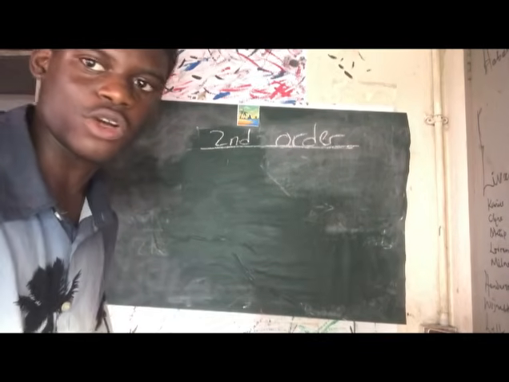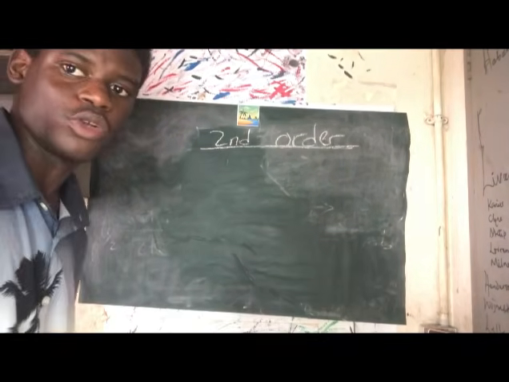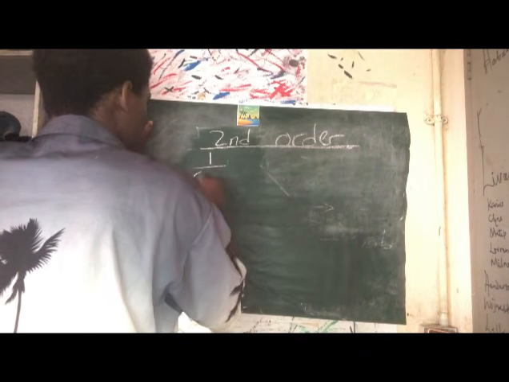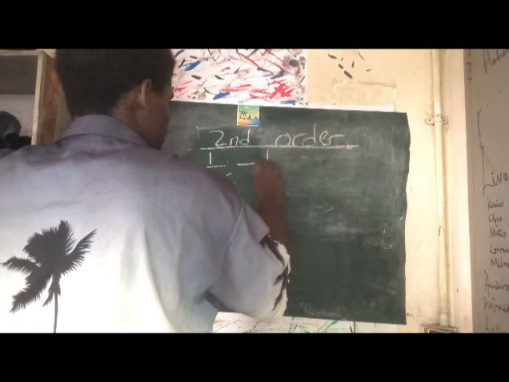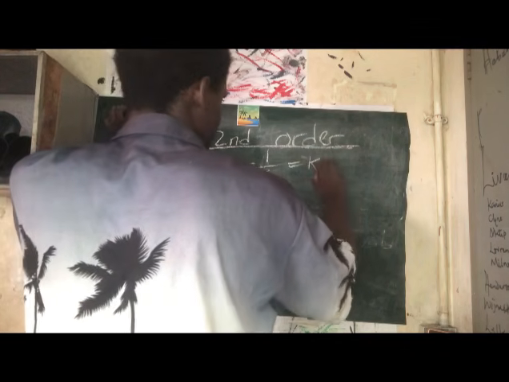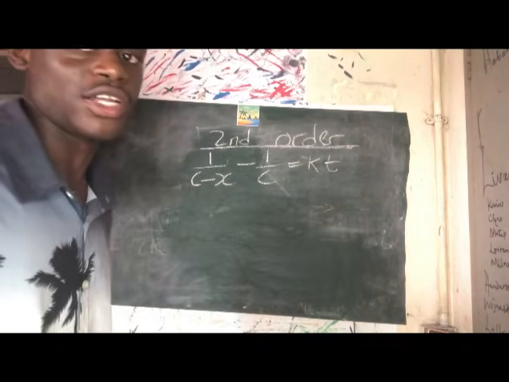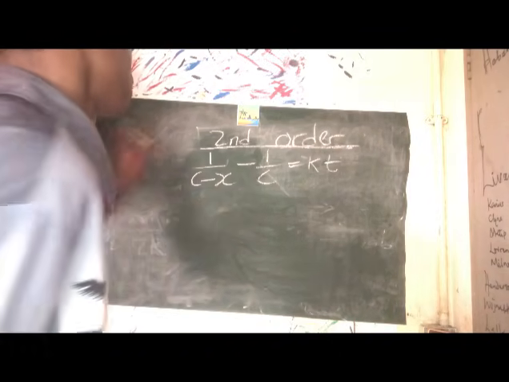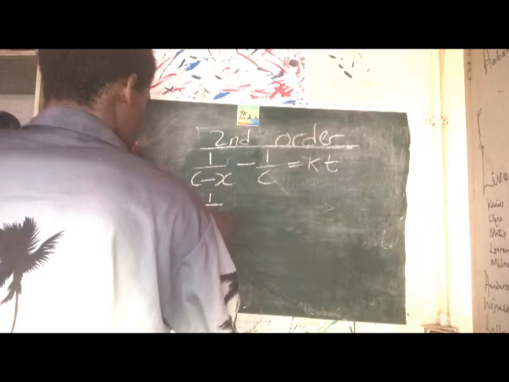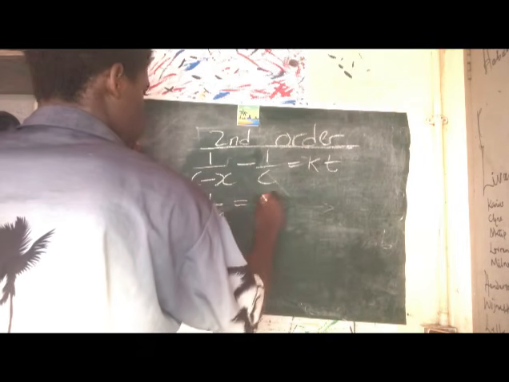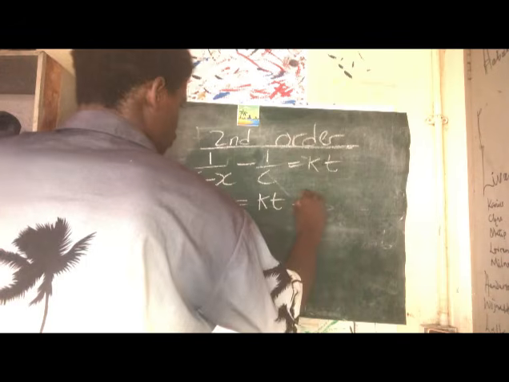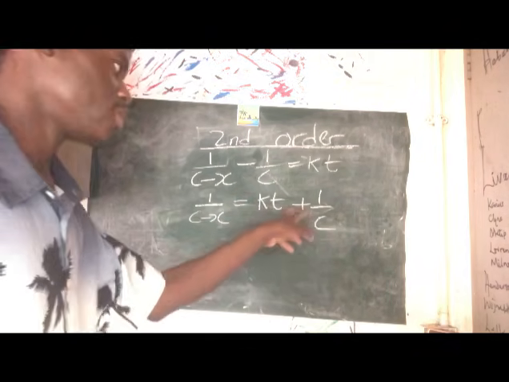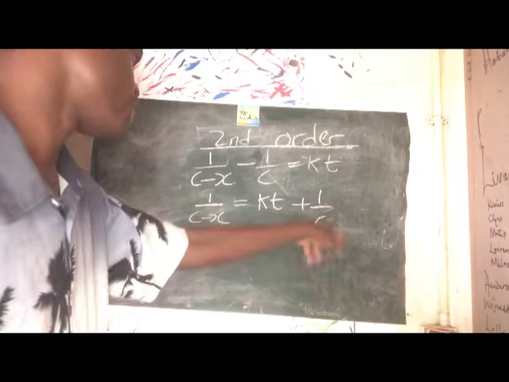Let's do the same thing for second order reaction. What do you plot against what to get a straight line graph? In the integrated law for second order, we have 1 over c minus x minus 1 over c is equal to kt. So you want to modify this in a way that it resembles the equation of a straight line. So you can just say 1 over c minus x is equal to kt plus 1 over c. We brought 1 over c from the left to the right. That's why it became plus 1 over c.